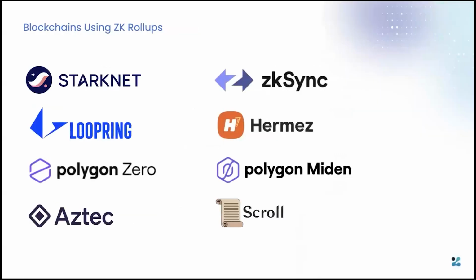So the popular blockchains which are using ZK rollups are Polygon, then Starknet, ZK Sync, and then Scroll and Aztec. In fact, Starknet, ZK Sync, and Polygon are quite prominent players who are working on the ZK piece.